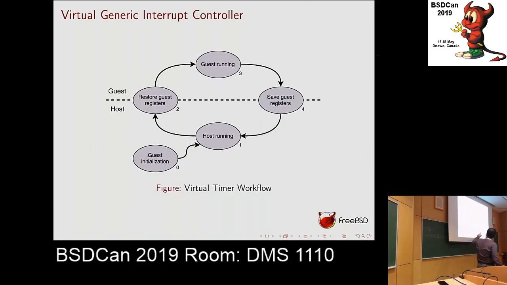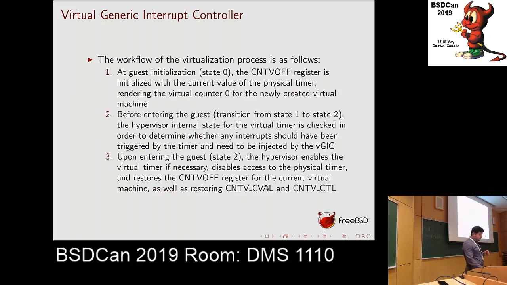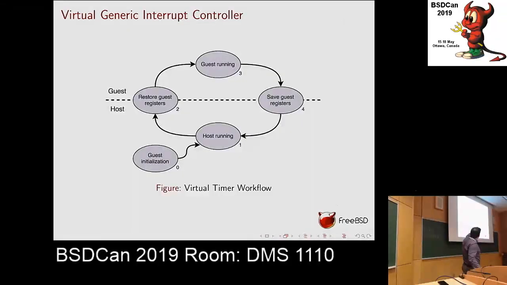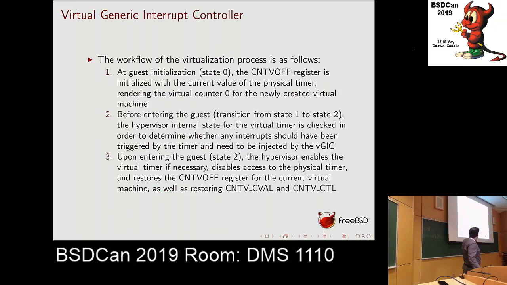Here is the transition. When we are doing host initialization, we have the host running. When we want to run the guest, we will basically store the host registers. And before the guest runs, we'll check the hypervisor internal state and the virtual timer to see if we have any interrupt that we should deliver to the virtual machine before running it. When going to state 2, the guest running, the hypervisor enables the virtual timer and also disables the access to the physical timers using the registers I was telling you earlier.